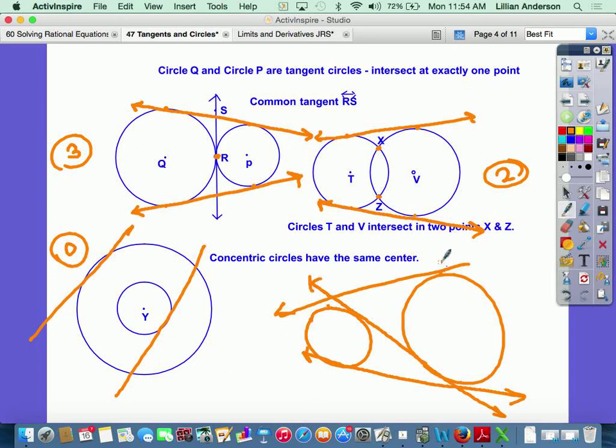Draw your circle, draw your tangent lines a lot better than I'm drawing mine. Mine is supposed to be straight. They are supposed to be straight.